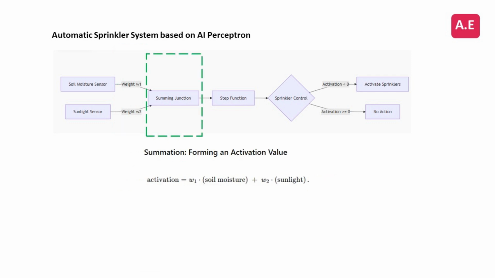Once scaled, the two signals enter the summing junction, where they are added together to produce a single scalar value called the activation. Activation equals W1 times soil moisture reading plus W2 times sunlight reading. This activation represents the system's overall assessment of irrigation need. A highly negative activation, for instance, if soil moisture is very low and sunlight is high, signals strong evidence that water is required. A positive activation suggests the soil is sufficiently moist relative to sunlight.